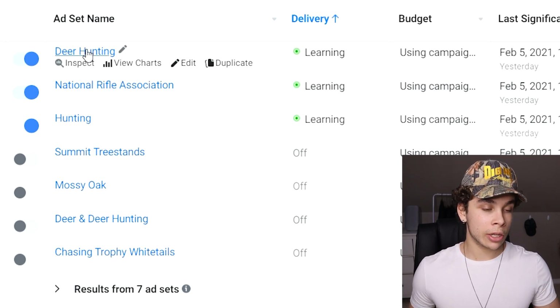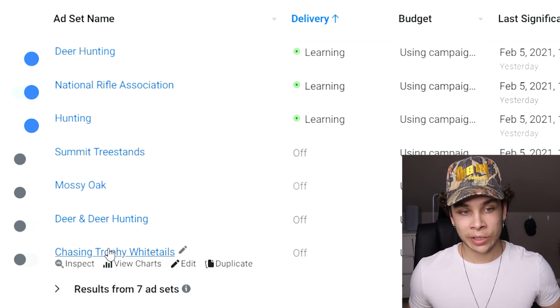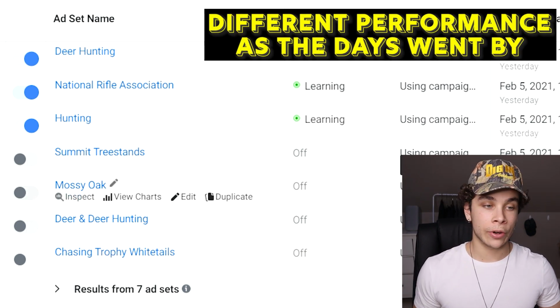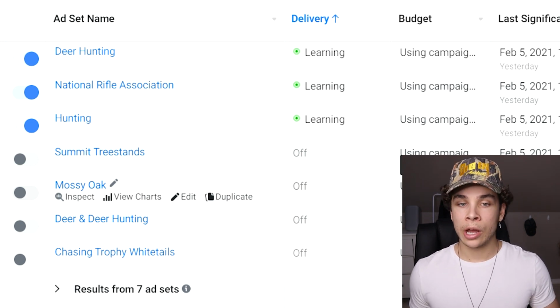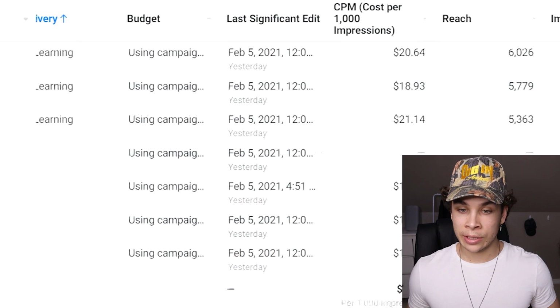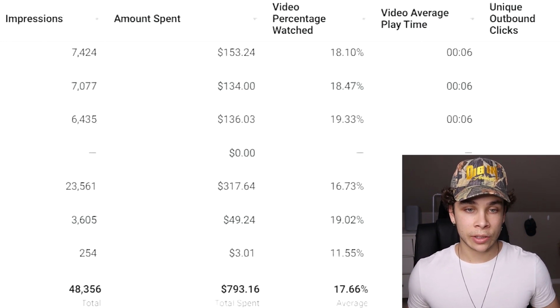As you can see, I have a lot of different hunting type ad sets here, and a few are already turned off, just because as the days went by, I kind of noticed different performance indicators, and that's what led me to turn a few off and keep a few on. But anyways, what we can see here is definitely much lower CPMs than what we saw in the previous ad account. So that's really nice to see.